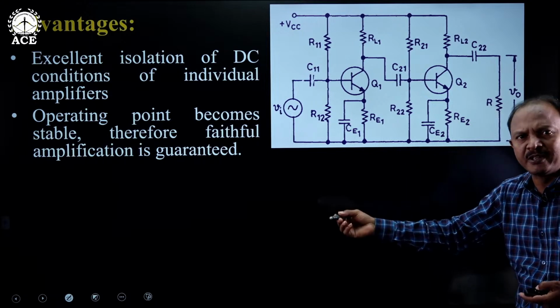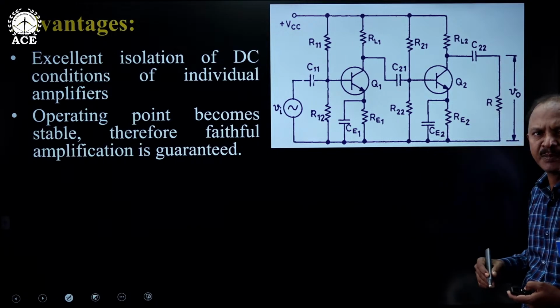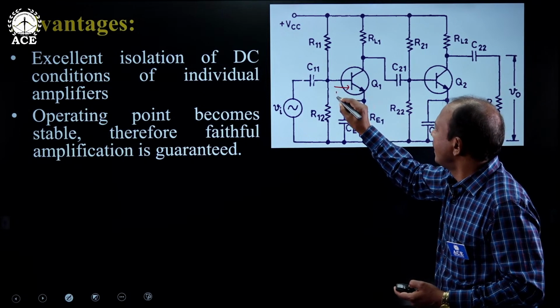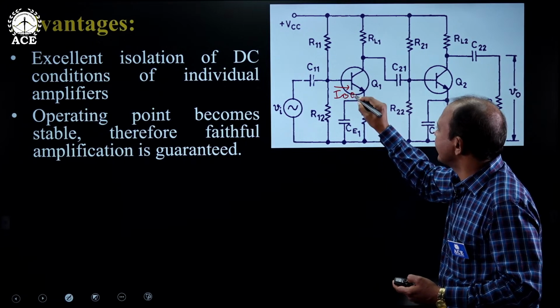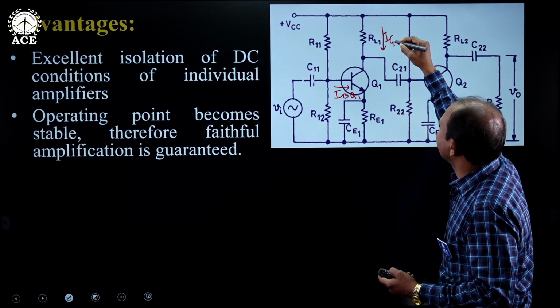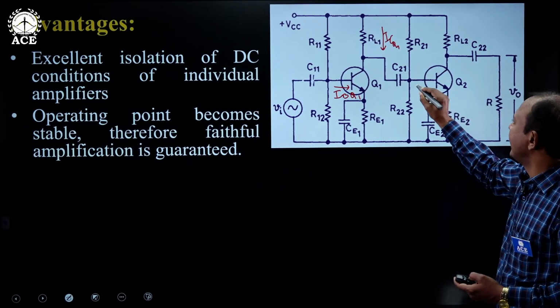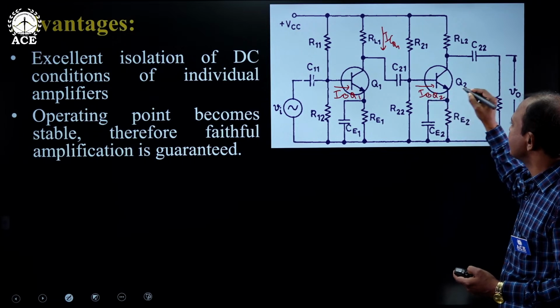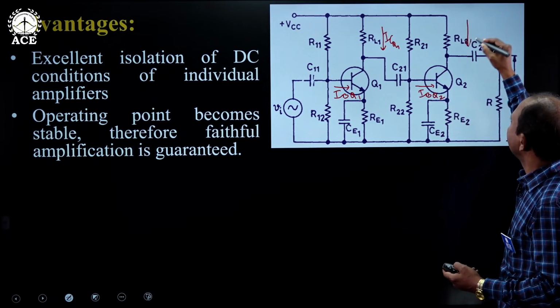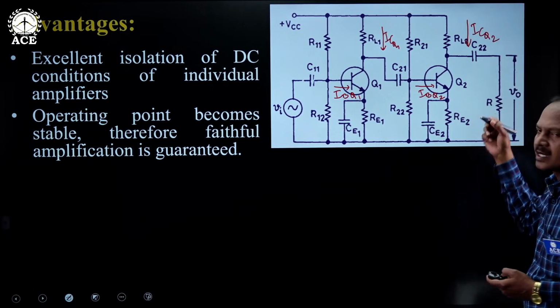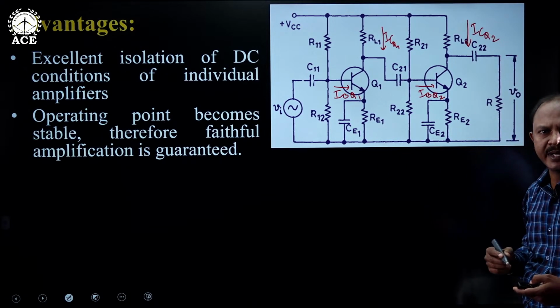I already explained in the previous direct coupling scheme, we maintain DC base current IBQ for first stage, IBQ1, that will maintain a collector current of ICQ1 here. Similarly, we maintain a DC base current of IBQ2 for second stage, and that will automatically maintain a DC current of ICQ2 as one of the important coordinates of operating point.